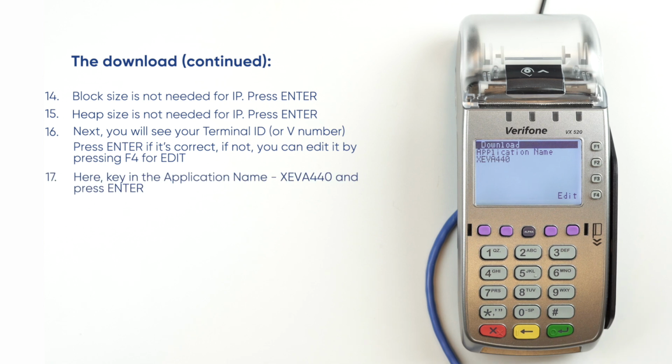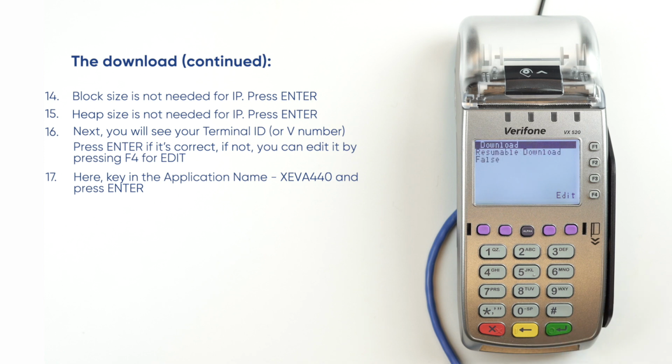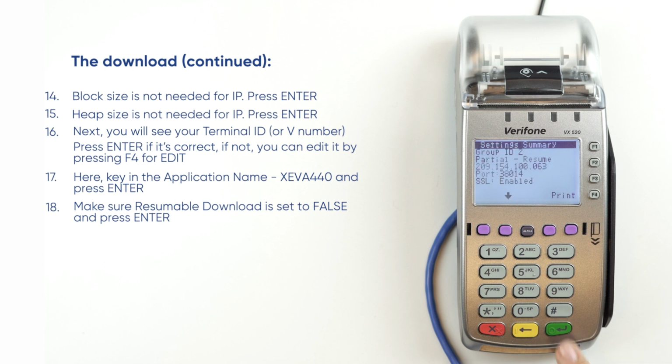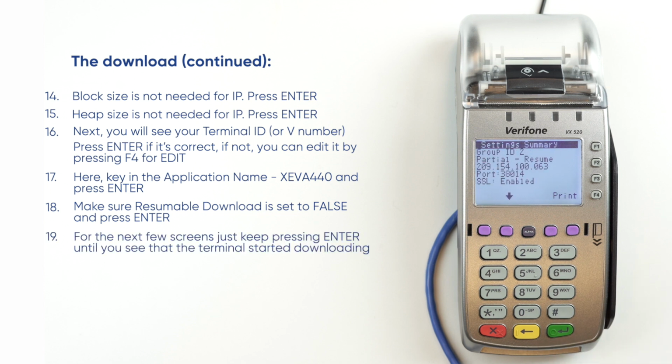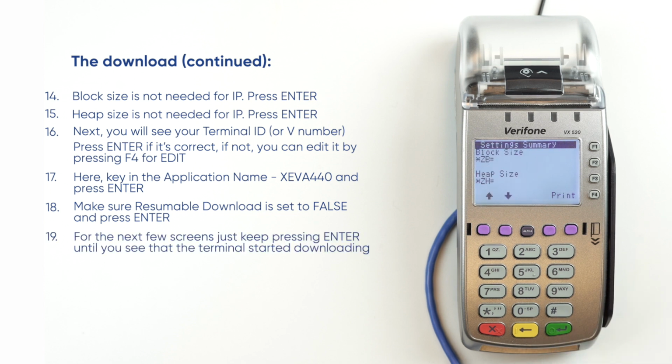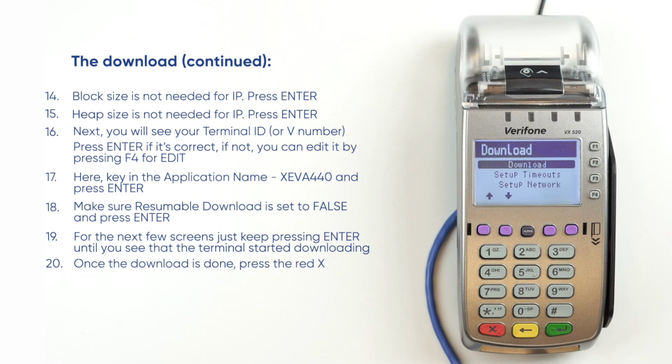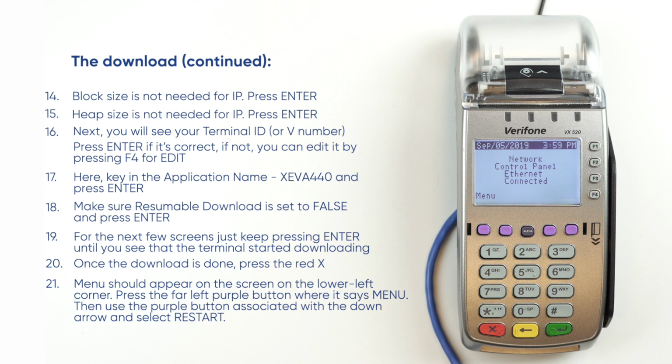Here, key in the application name XEVA440 and press Enter. Make sure Resumable Download is set to false and press Enter. For the next few screens, just keep pressing Enter until you see that the terminal started downloading. Once the download is done, press the red X. Menu should appear on the screen on the lower left corner.